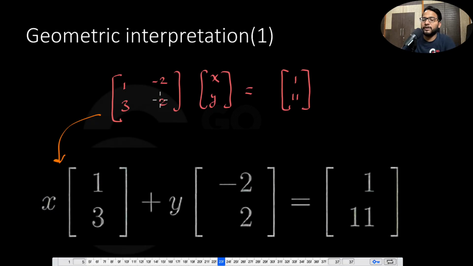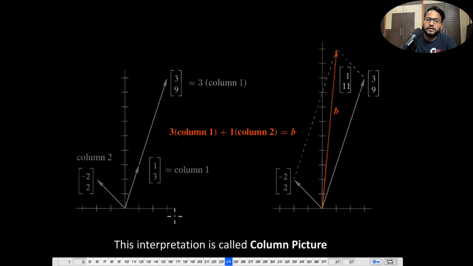So what do I mean by that? Geometrically, it means that there are two columns, (1, 3) and (-2, 2), whose linear combination should give you (1, 11), right? So let me tell you what I mean by that. This is called the column picture.